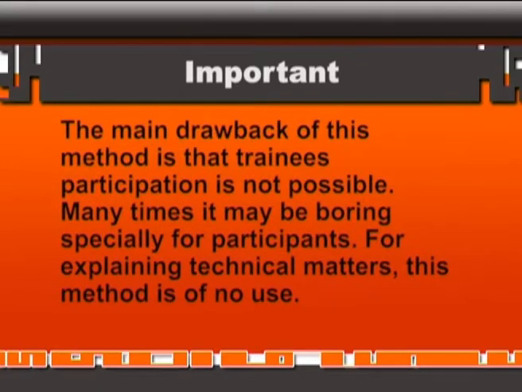The main drawback of this method is that trainees' participation is not possible. Many times it may not be designed specially for participants. For explaining technical matters, this method is of no use. Turning to the next, that is, seminars and workshops.